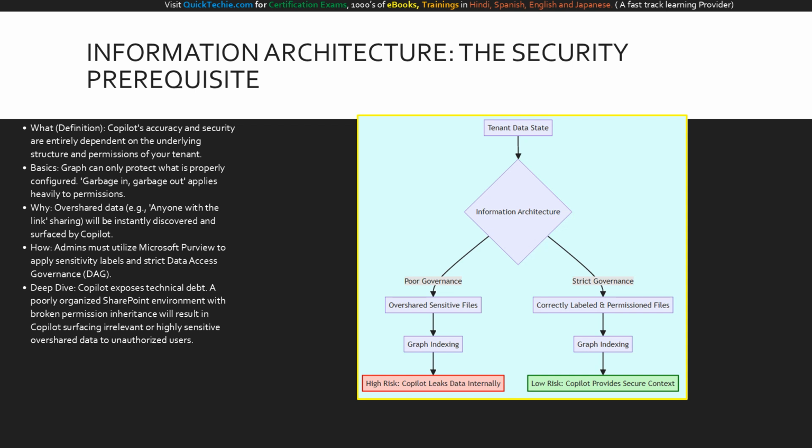Understanding how Graph works leads us to a stark realization: Microsoft Copilot exposes your technical debt. Because Graph efficiently retrieves all data a user has access to, your information architecture is now a critical security prerequisite.